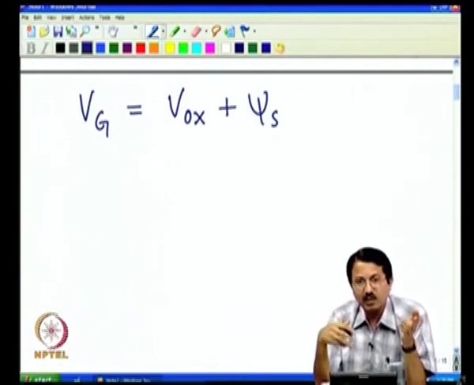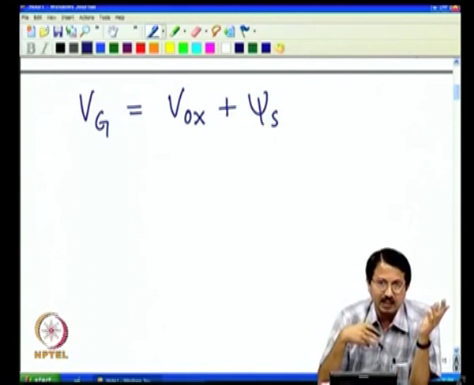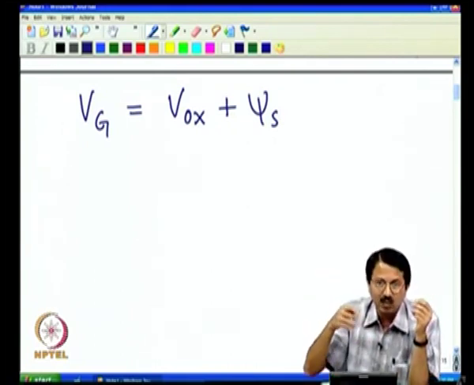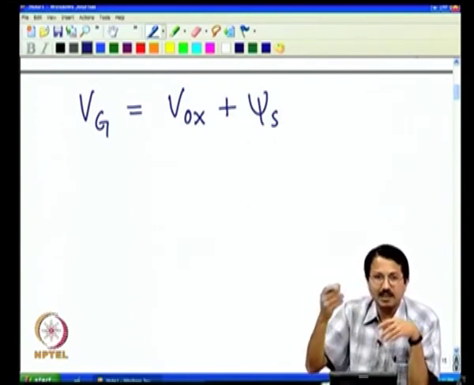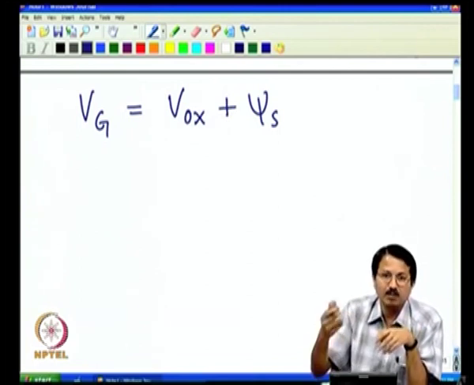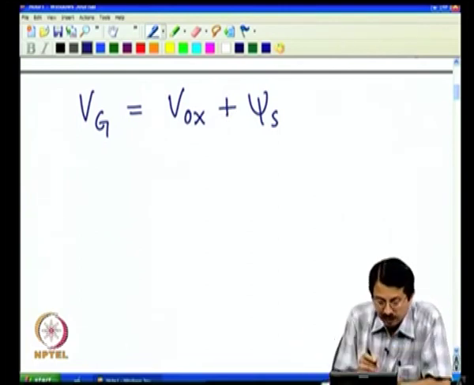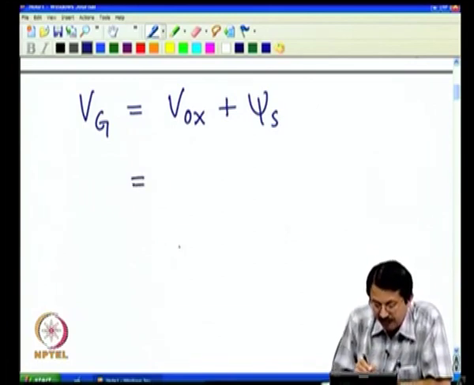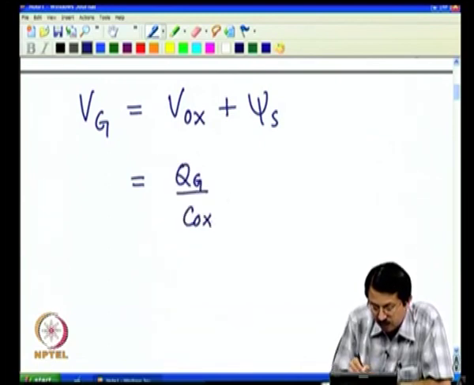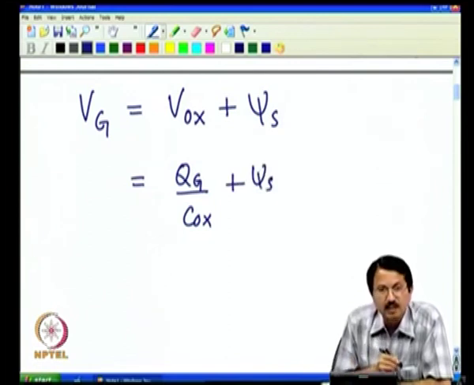Then whether you are applying positive gate voltage or negative gate voltage, the bands will either bend down or bend up. Accordingly, your psi s will become non-zero, positive or negative. So, this can be further written as what is Vox? Vox can be written simply as Qg divided by Cox plus psi s. Now, remember that this is a capacitor.